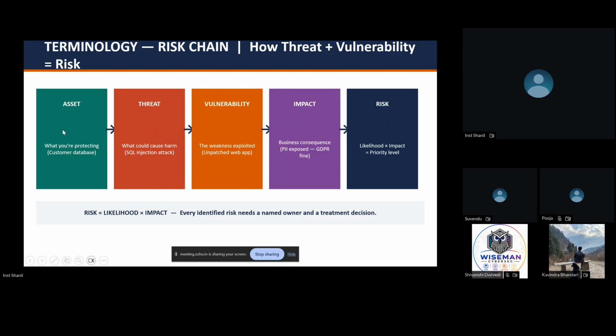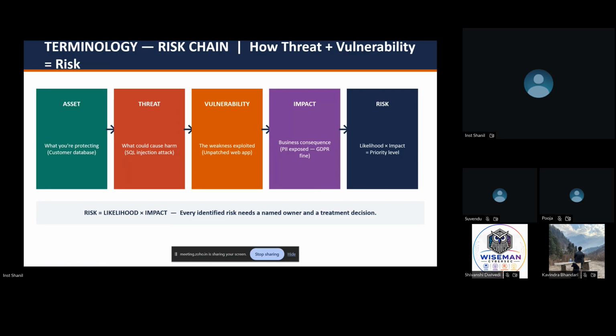Okay, how does the risk chain work? Now it again shows the same thing: threat plus vulnerability equals risk. So if I repeat again, threat is your locked home. Vulnerability is the fear of the door being unlocked. Impact is the theft. Like anyone can enter your home and do a theft. That is the impact. And how do we calculate risk? It is calculated by likelihood multiplied by impact. So we'll be studying about likelihood in the coming slides.